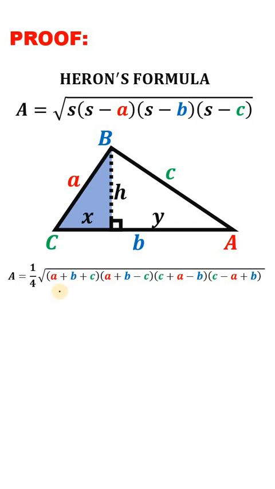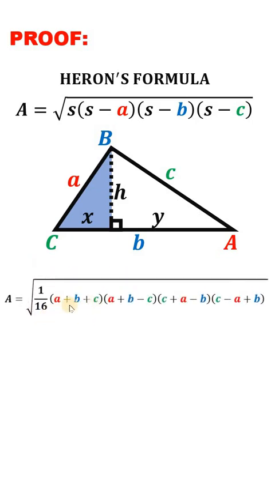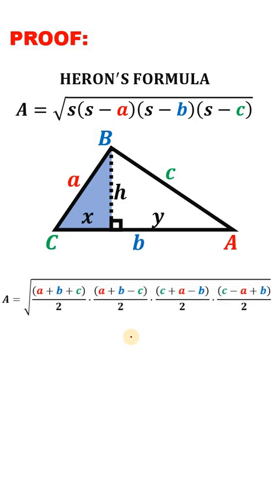Now, we're almost there. So let's put this 1 over 4 inside the radical sign. So this becomes 1 over 16. And we can write this as all over 16. Now this 16, this is just 2 times 2 times 2 times 2. Now since we have 4 factors, let's distribute these 2s in those factors like this.